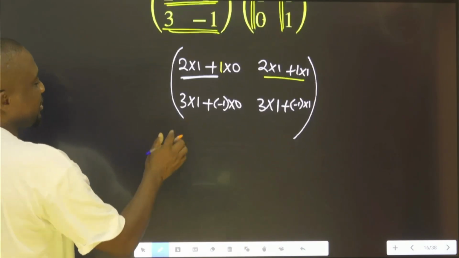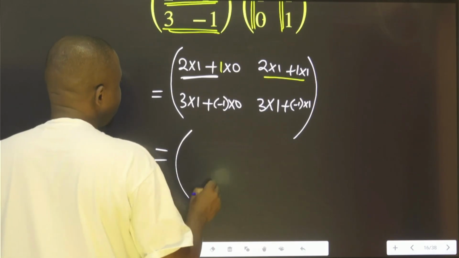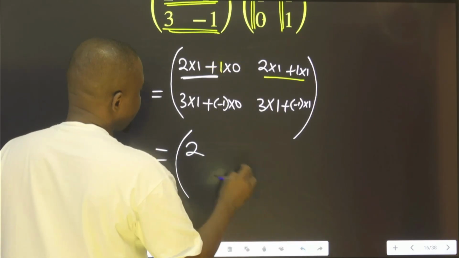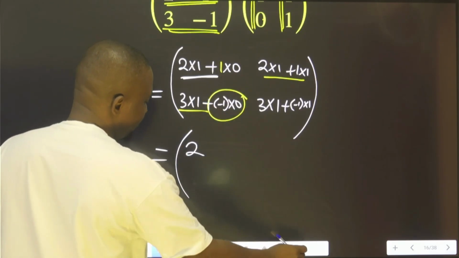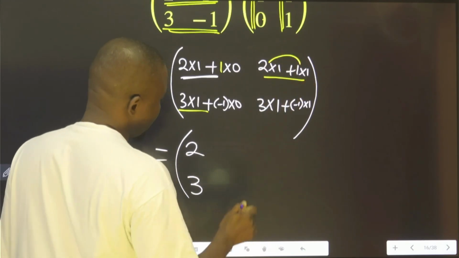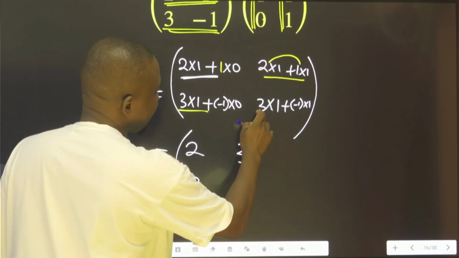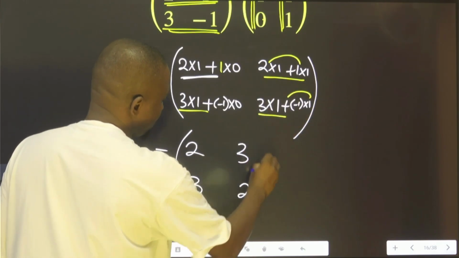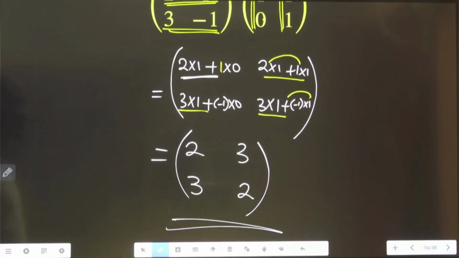Okay? Which is equal to 2, because this is 0, 3, this is 0. Then here is 2 plus 1, that is 3. Here is 3 minus 1, which is 2. So this is the final answer. Okay?